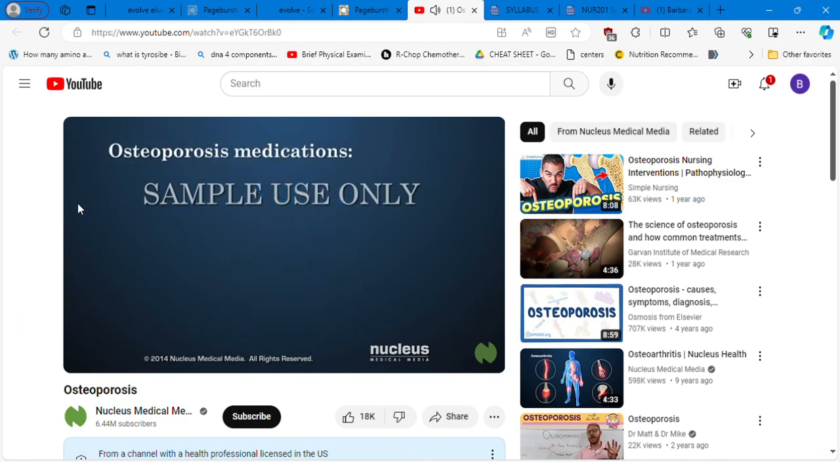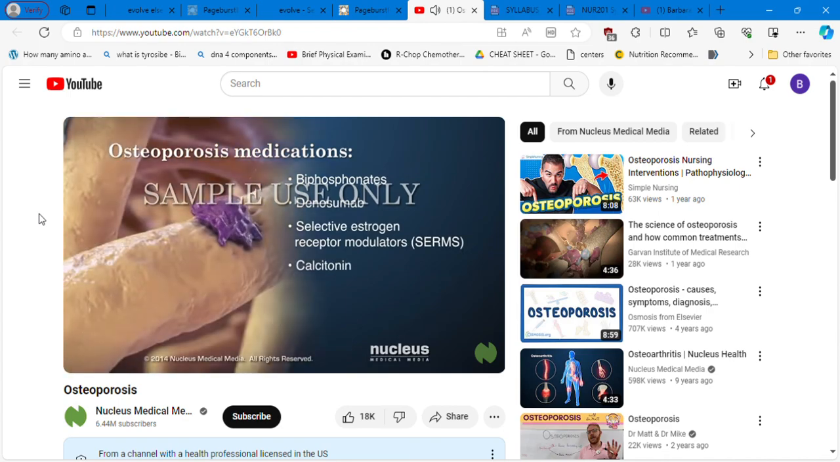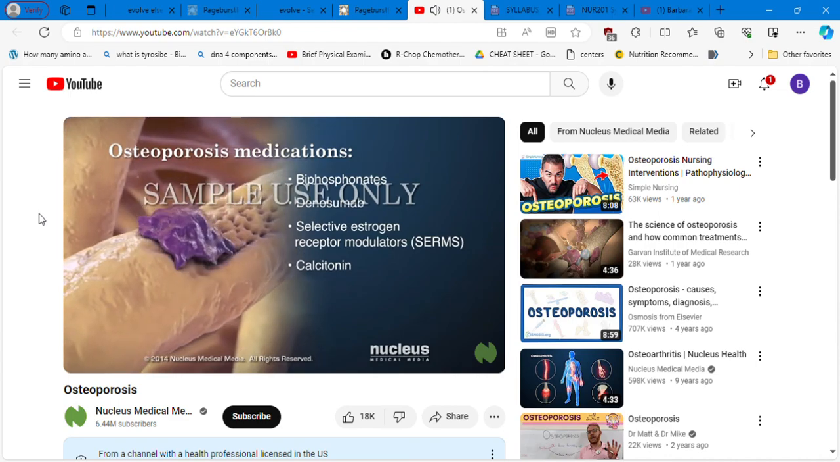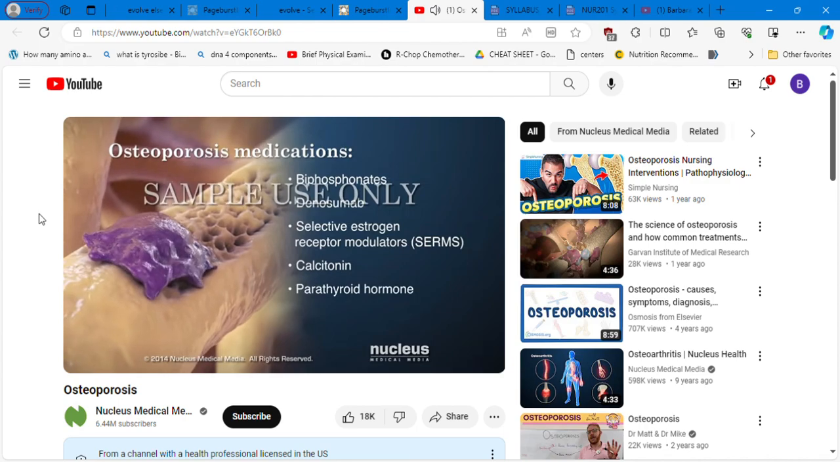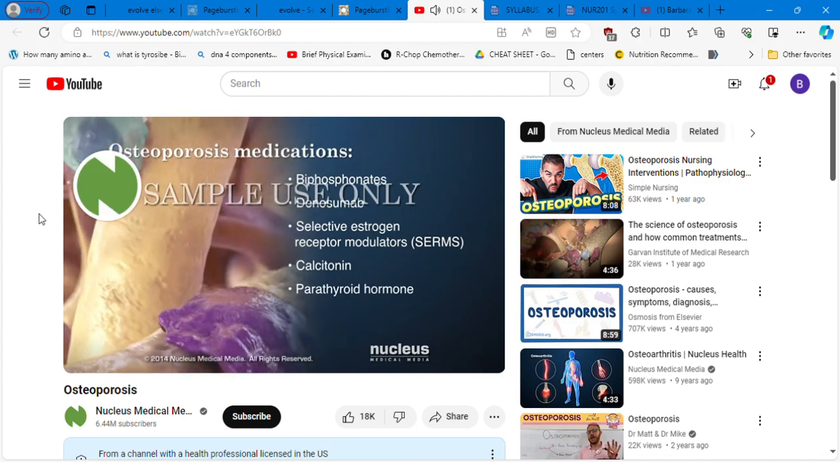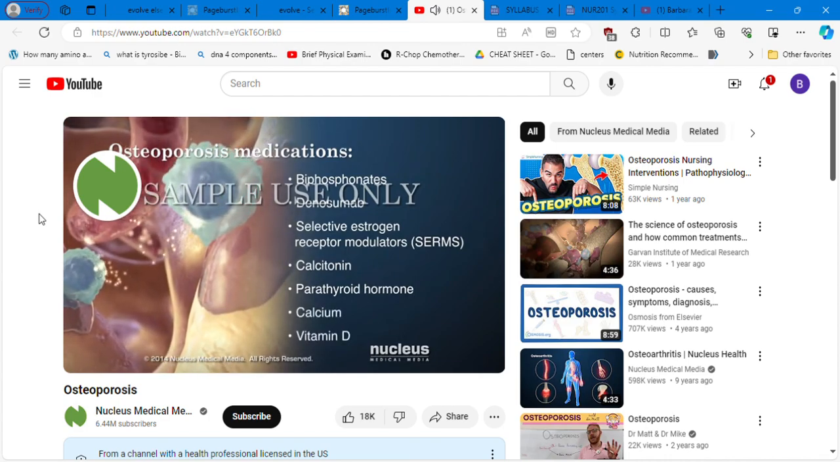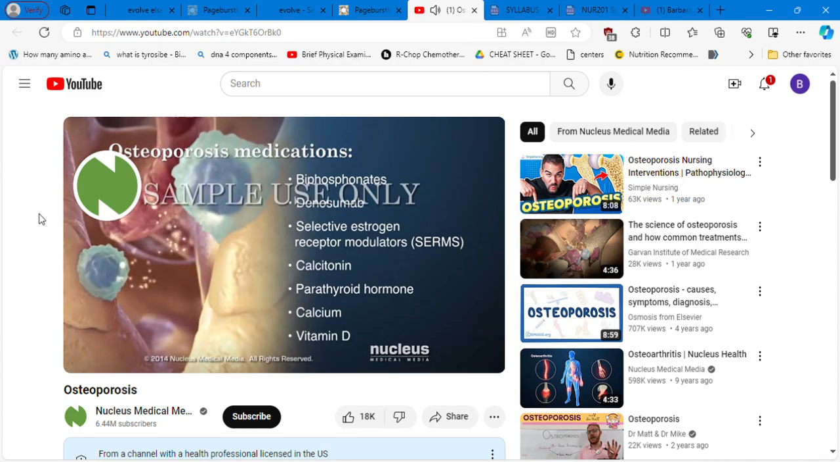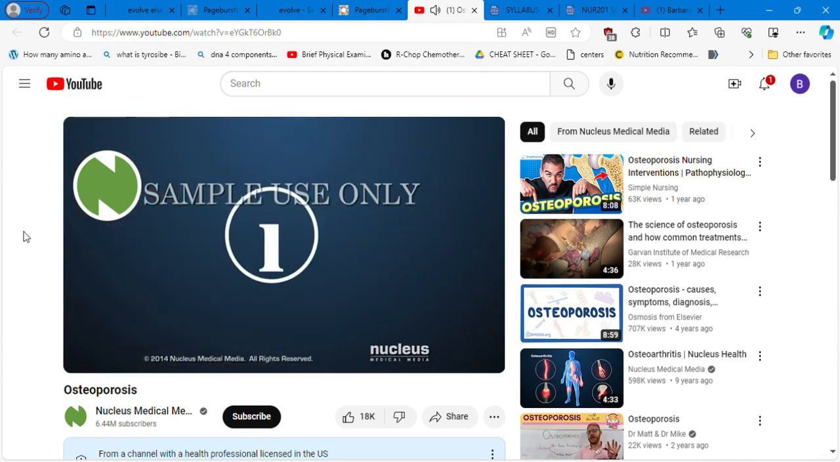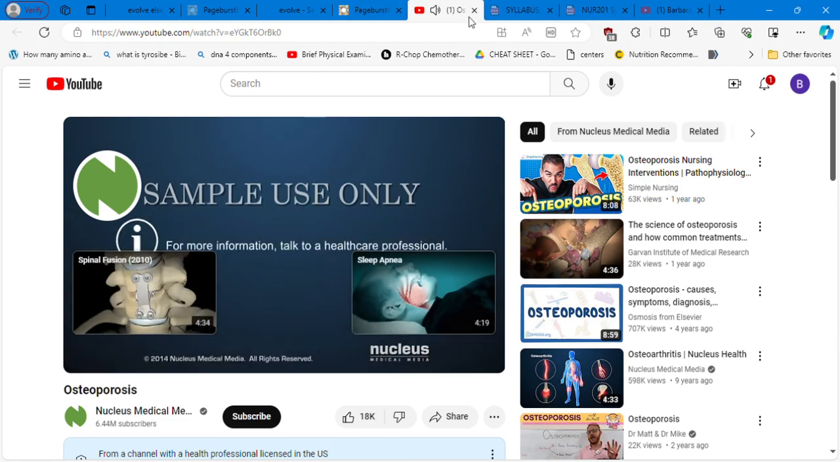Common medications for osteoporosis include biphosphonates, a medication called denosumab, selective estrogen receptor modulators or SERMs, and calcitonin. In general, these medications act on bone-removing cells called osteoclasts. Parathyroid hormone acts on bone-making cells called osteoblasts. Food or supplements containing calcium and vitamin D are also recommended for osteoporosis. For more information, talk to a healthcare professional.